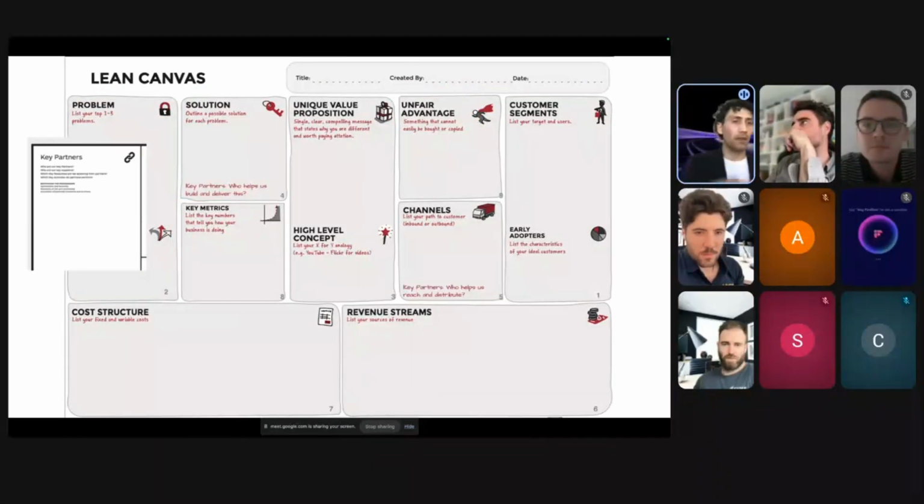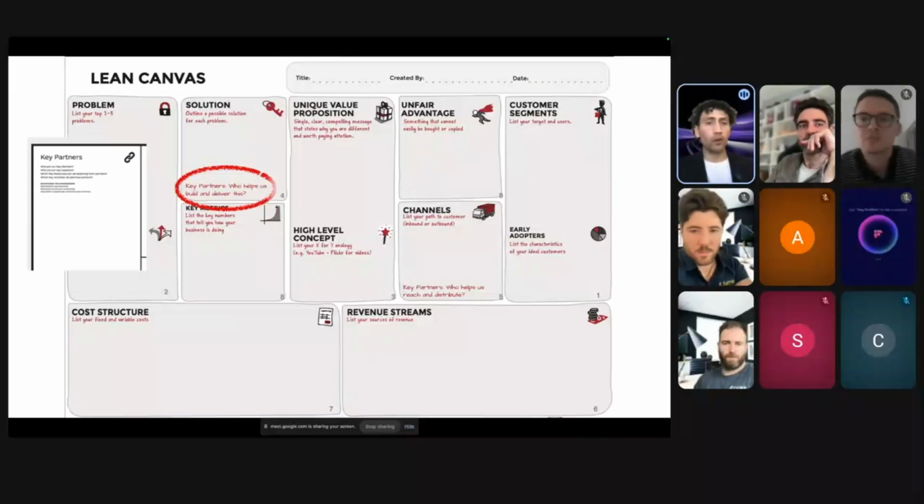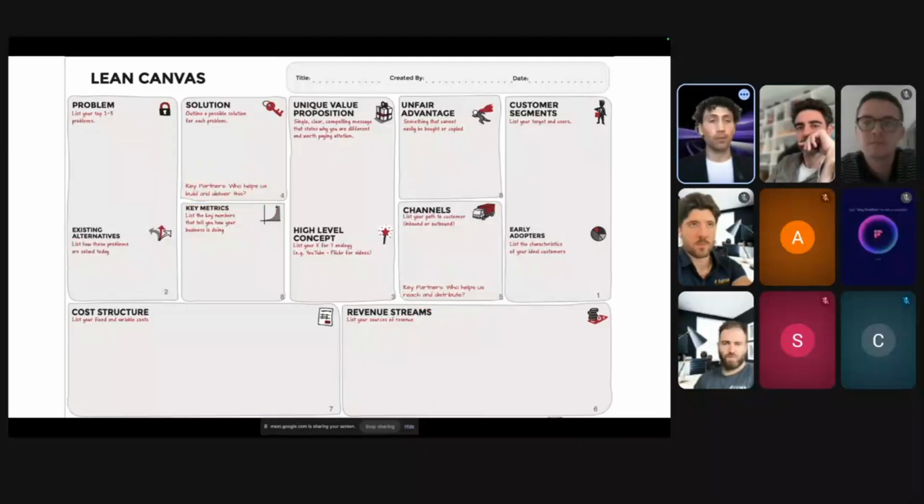Actually, I've added another part, and I saw that the team was also doing this at H-Farm. The key partners is very important, I believe, and I've split this into 2 boxes: the solution part, so how your potential key partners can help you deliver your solution, and the channel part, who can help you to reach and distribute your product. Any questions so far? Nope.